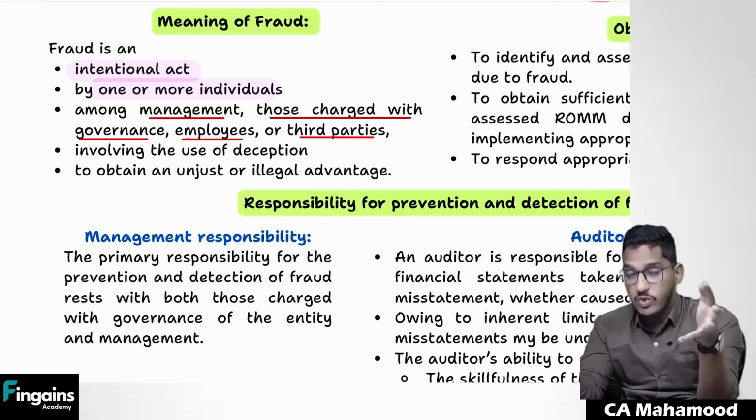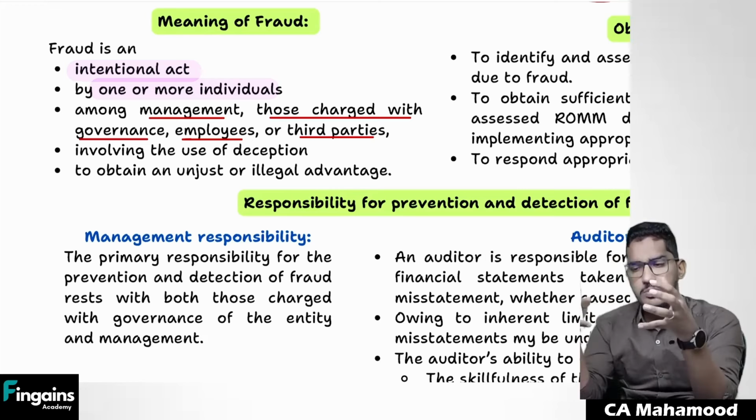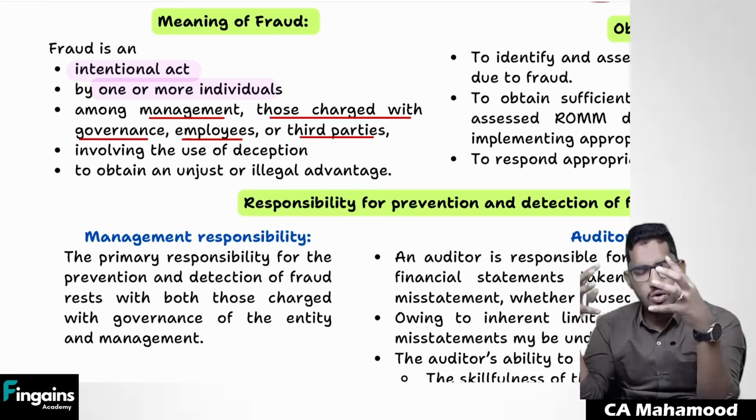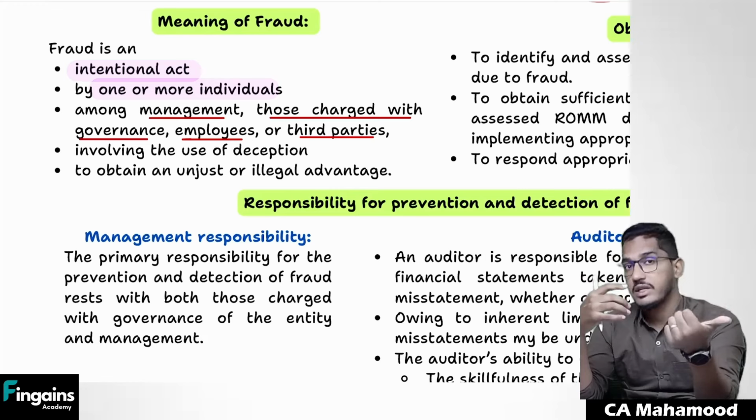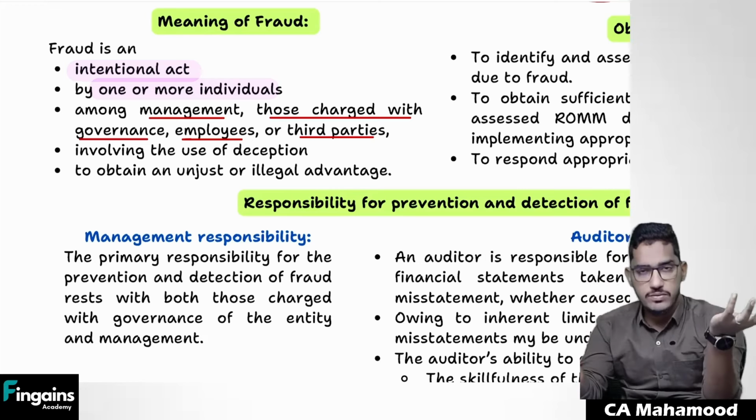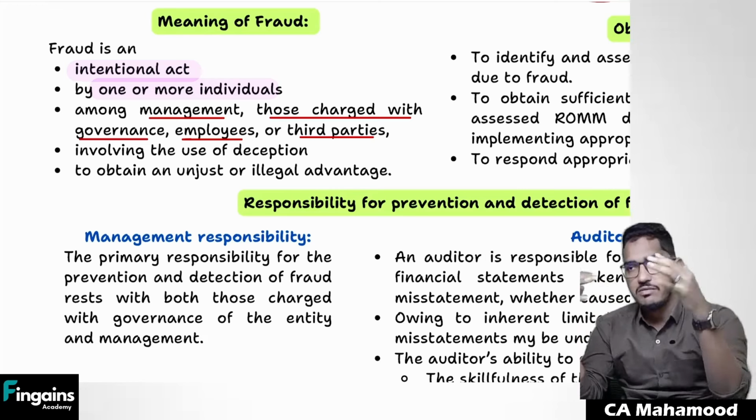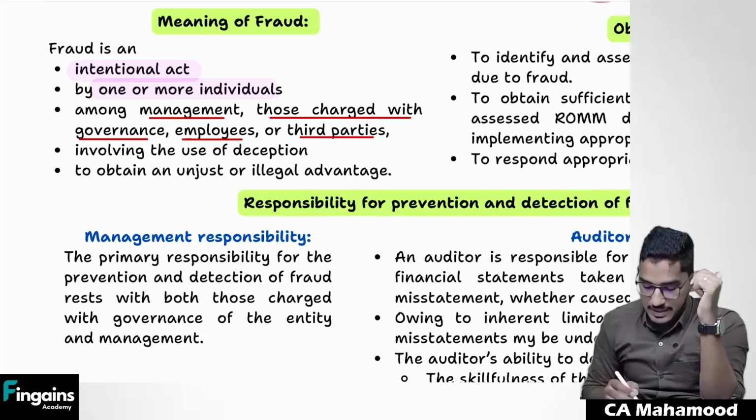Sometimes all these people can collude with each other and commit a fraud. Management, those charged with governance, employees, third parties, all colluding with each other, can commit a fraud. This is what happened in the case of the so-called bigger scams in our country, like the PNB scam. It happened because people at different levels colluded with each other.